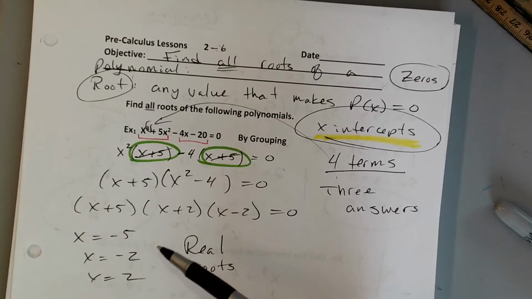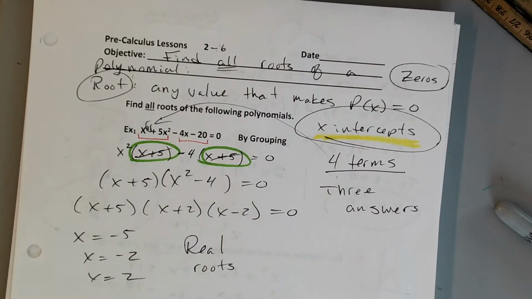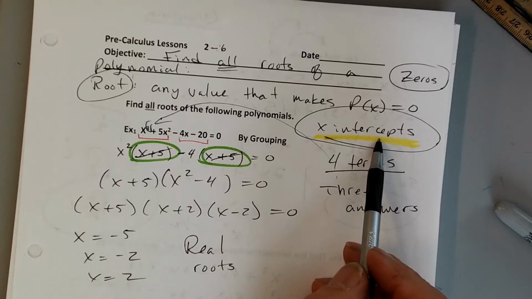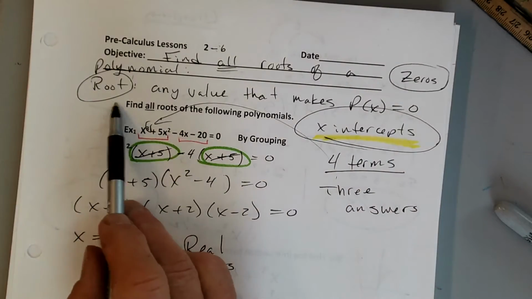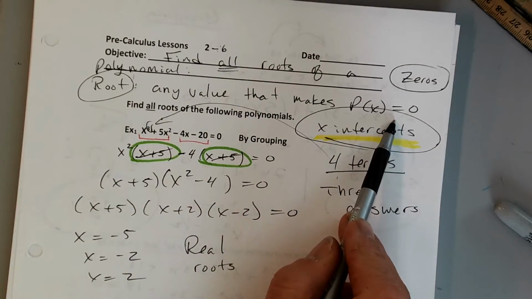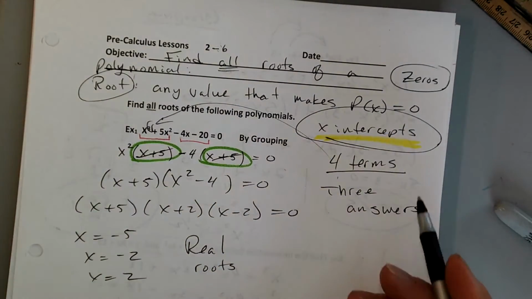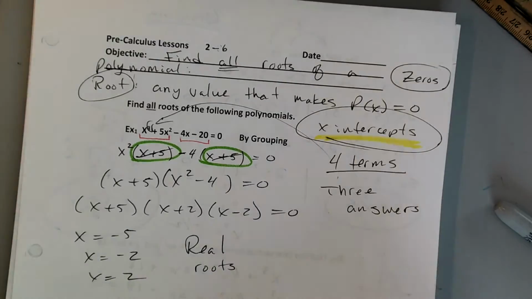So what we're talking about today is finding roots of polynomials. We have to be careful because roots can be x-intercepts, but mostly what roots are is any value that makes the polynomial equal to 0. Okay, so I gave the kids an example.